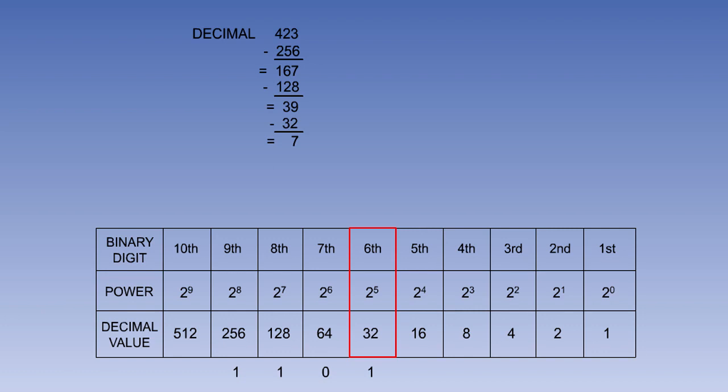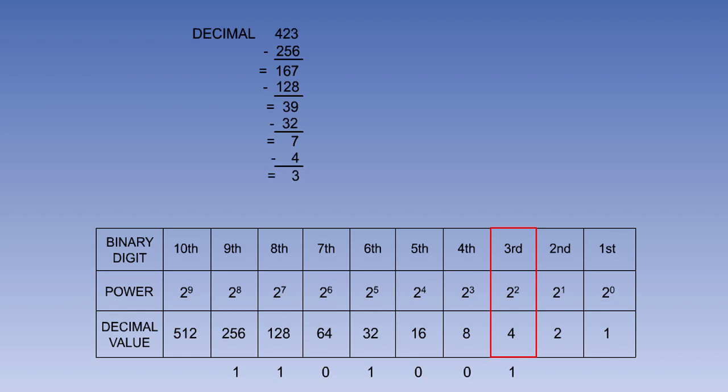Subtracting 32 from 39 leaves 7. 7 is less than 16 and 8, so zeros go under the fifth and fourth columns. It is greater than 4, so the third column gets a 1.